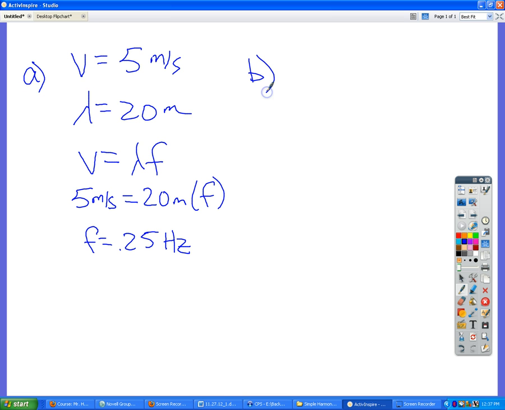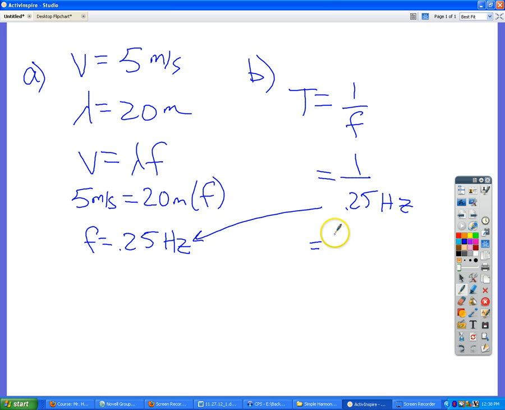For part B, this is really simple. They just want to know what is the period for each wave. How long does each wave last? That's equal to 1 over frequency. That would be 1 over 0.25, and we ended up getting that here. And if you divide the two, you end up with a period of 4.0 seconds. And that is the end of wave motion examples B1 and B2.